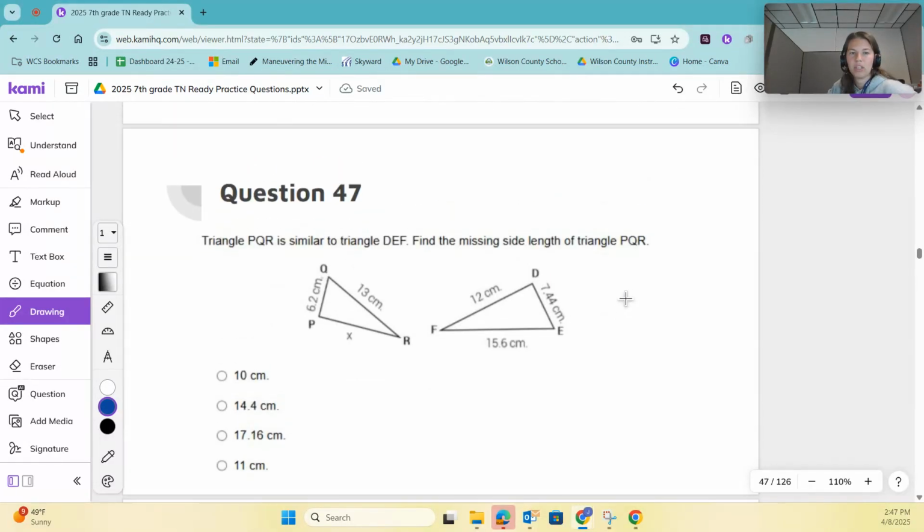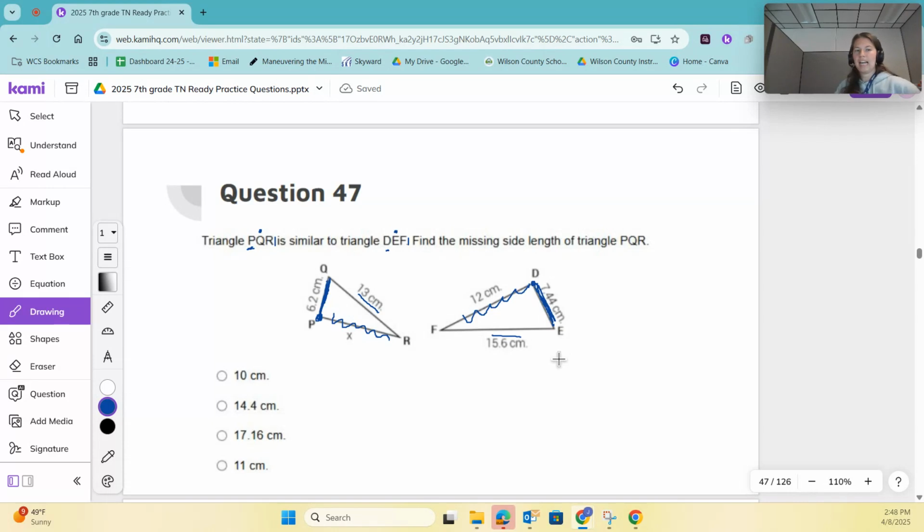47. Triangle PQR is similar to triangle DEF. Find the missing side lengths of triangle PQR. Remember, order matters on these. It shows you the order they give you these letters, PQR, as the corresponding angles. So P corresponds with D, Q corresponds with E, and R corresponds with F. So D and P go together, which means this side length PQ, because Q goes with E, is this guy right here. So this is kind of flipped around. And then this DF would correspond to this PR.